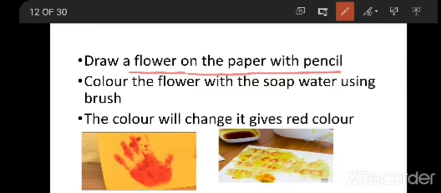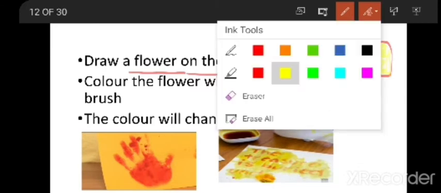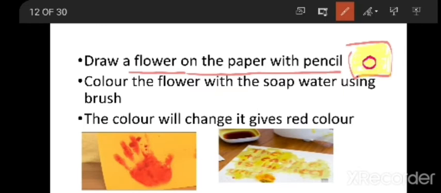So if this is a white sheet, you have to rub it with turmeric in this way, completely. Then you have to draw a flower, just with a pencil, any flower.